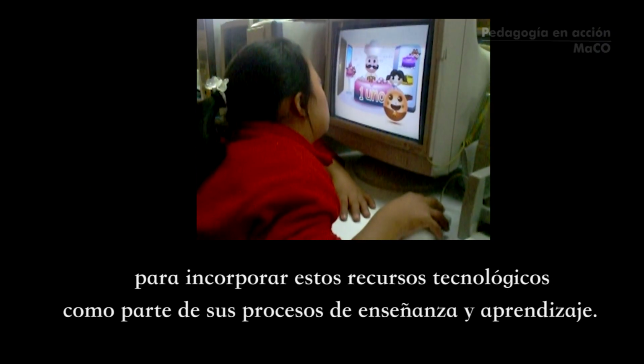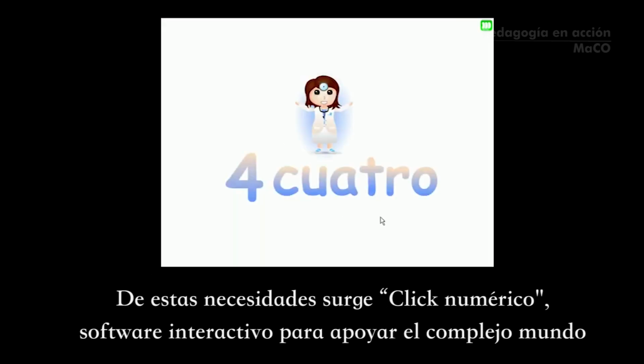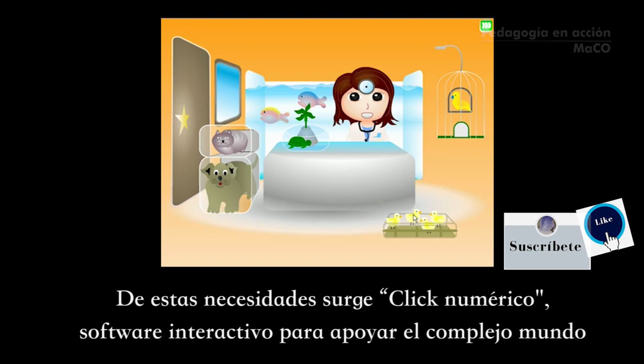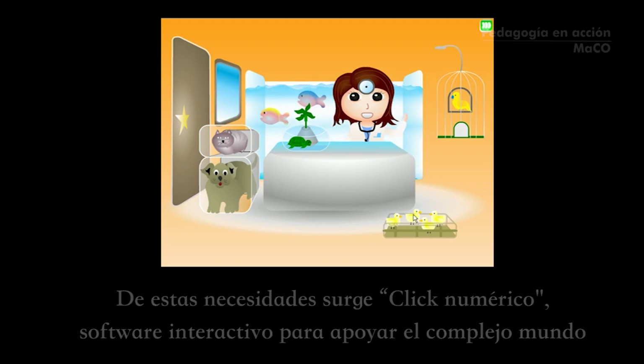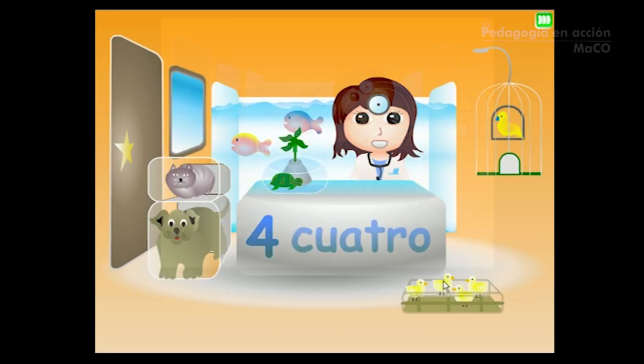Until then, the population with disabilities did not have the necessary inputs to incorporate these technological resources as part of their teaching and learning processes. From these needs arises Numerical Click, interactive software to support the complex world of numbers, addition and subtraction to girls and boys with Down syndrome.